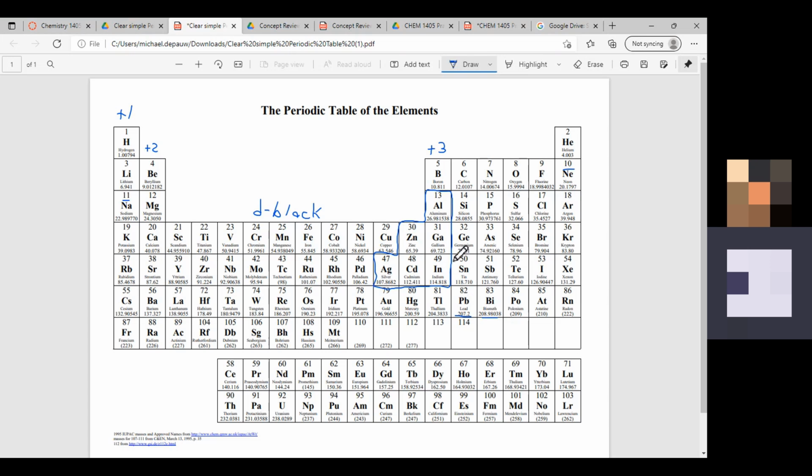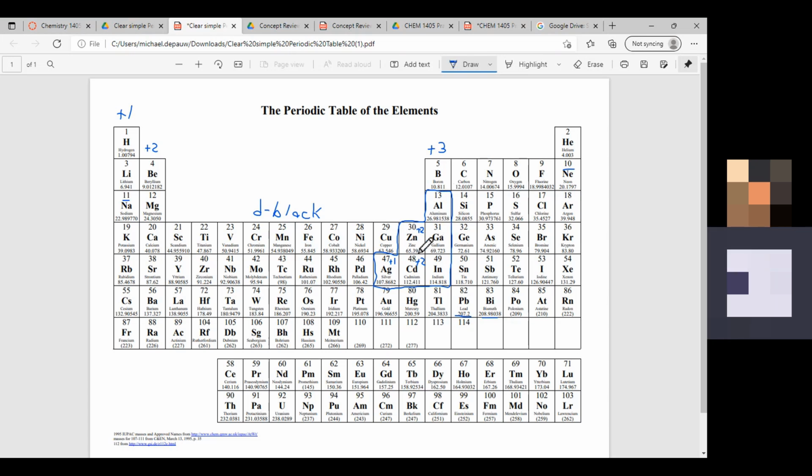But this little staircase here, I like to call it the magic staircase. I don't know why. But this little staircase here only has 1 charge. And it actually has a very convenient pattern here. Silver is always a +1. Zinc and cadmium are always +2s. And aluminum and gallium and indium are always +3s.